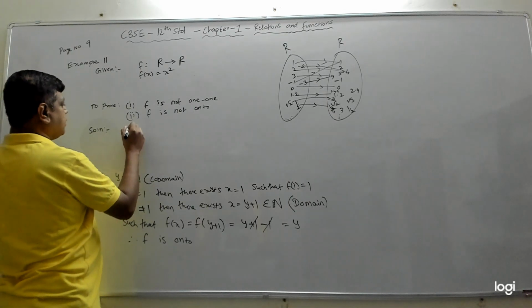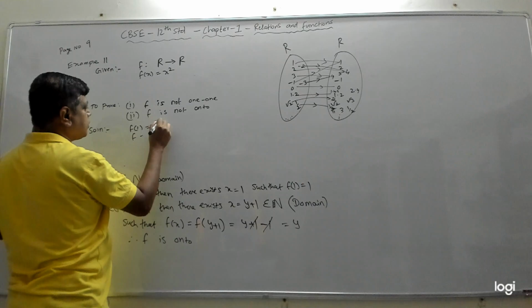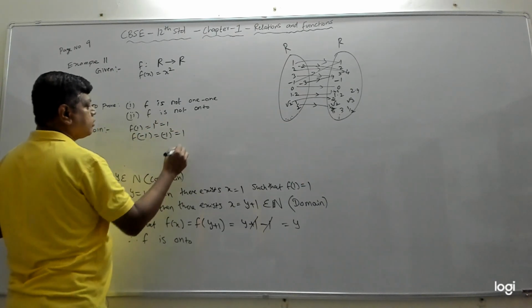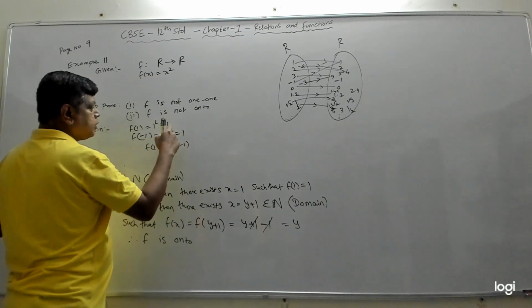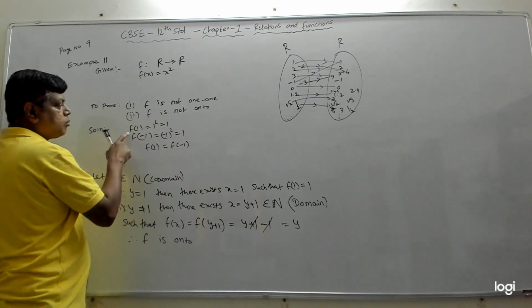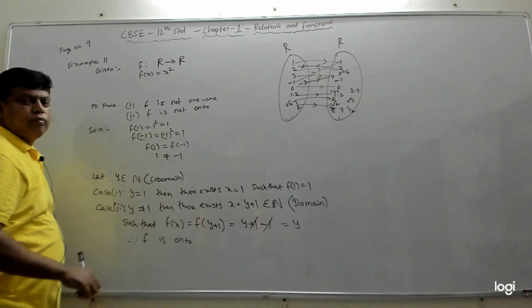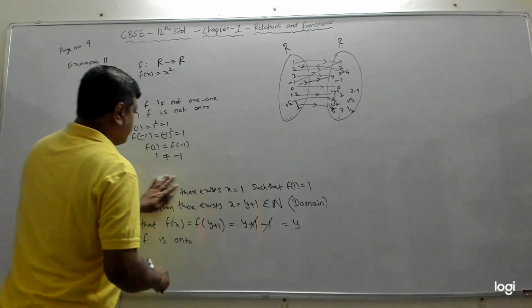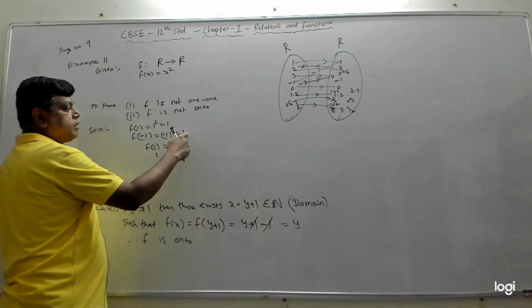We can say f of 1 is 1 square, which is 1. F of minus 1 is minus 1 the whole square, which is also 1. So f of 1 is equal to f of minus 1, both are 1. But 1 is not equal to minus 1, they are different. Therefore, it is not 1 to 1, because two different elements have the same image, which is 1.